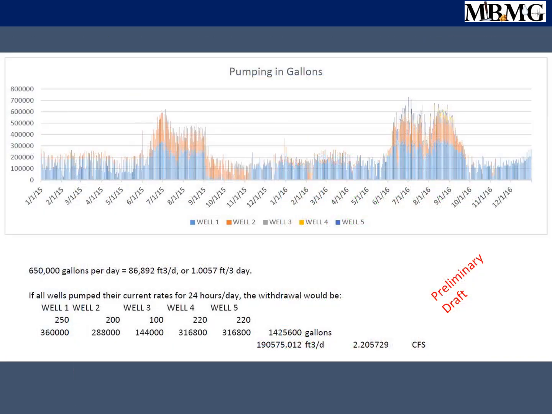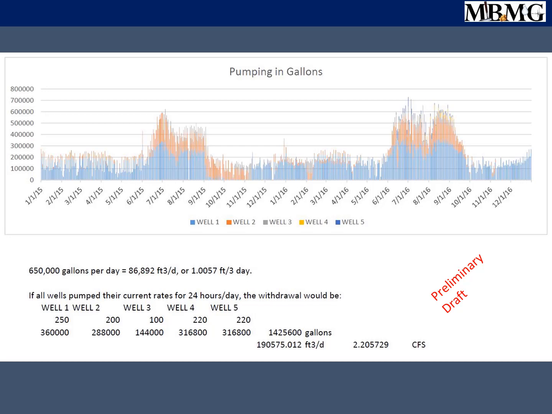Okay, go to the next slide now. So here was Ron's total pumping data for 2015 and 2016. What we did is boil down the every 6-minute data to daily values, and Ron helped me figure out how to do that using pivot tables in Excel. Here's all the pumping, and wells 4 and 5 didn't come on until 2016. They weren't running in 2015.